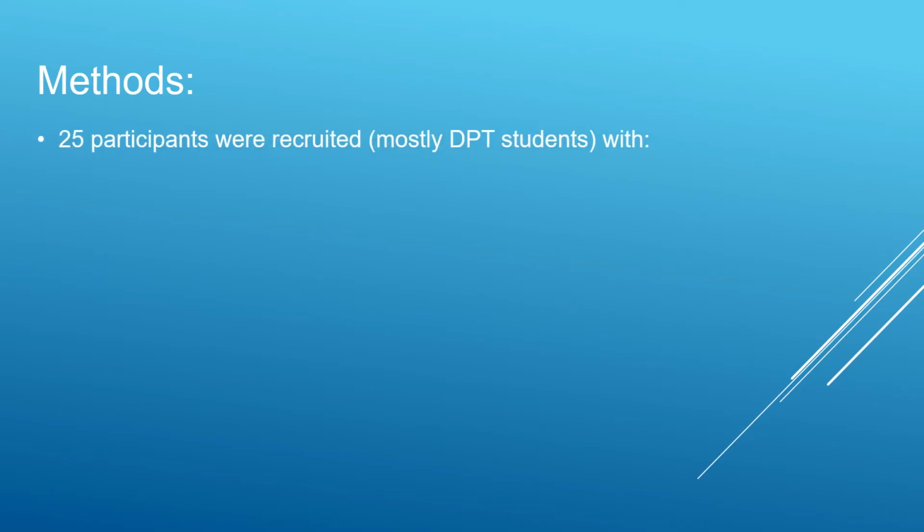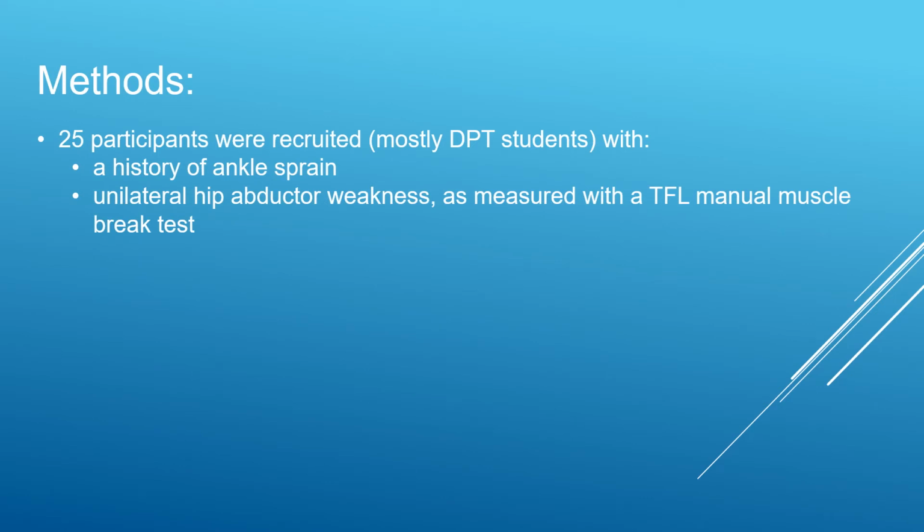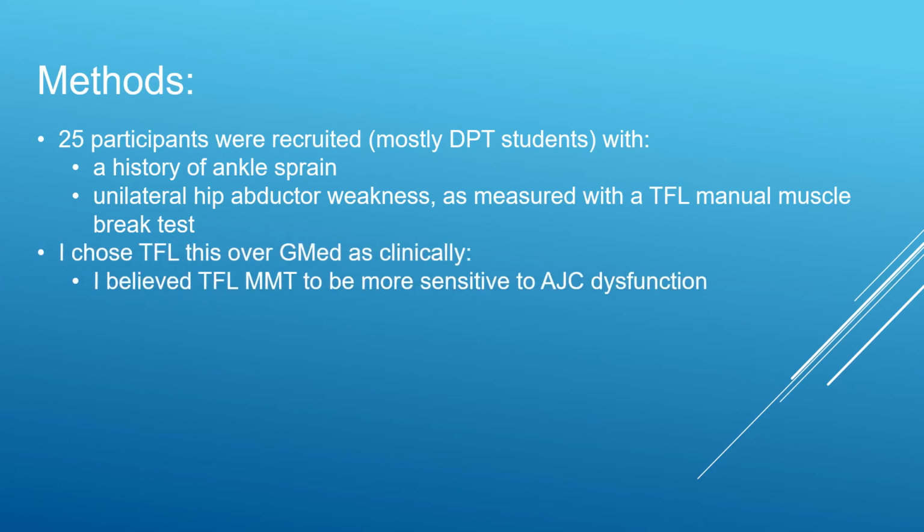We recruited 25 subjects, mostly DPT students, who had a past history of ankle sprain. This wasn't hard to find. This is a perfect population, actually, as they tend to be banged up with old sports injuries. There is a reason that these kids are in PT school. They had to have a unilateral hip abductor weakness as measured with a TFL muscle test. We chose TFL over glute med because I thought TFL was more sensitive to ankle joint dysfunction and less prone to lumbopelvic issues, so the glute med can be inhibited when there's a low back issue, and I thought TFL was less sensitive to this.